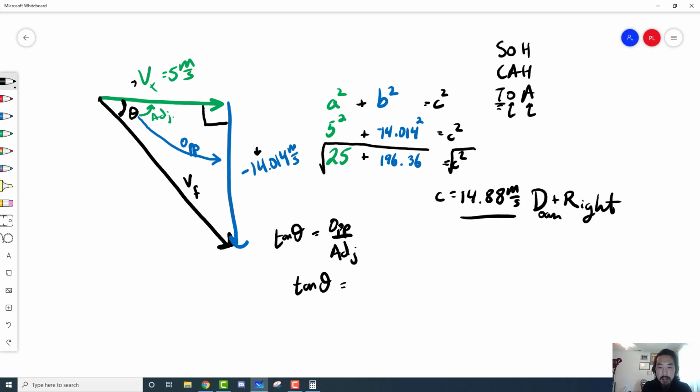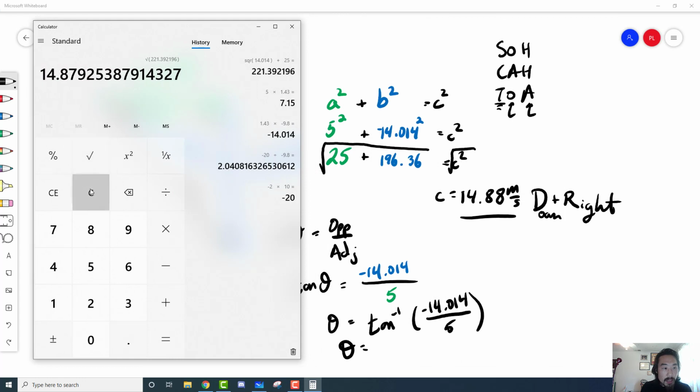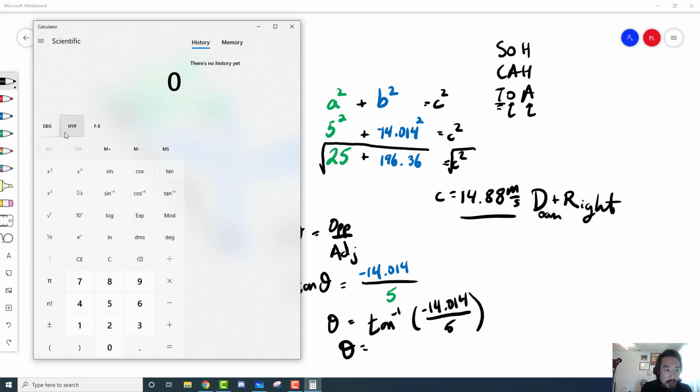So if I want to find theta, my opposite side is negative 14.014 divided by the adjacent side, which is 5. Okay, and if I take the inverse tangent of this, like so, that tells us the direction of this object, or the angle, and let's see if this calculator can do that. So a couple things that you need to know. You need to be in degree mode and not radian mode on your calculator. So I'm going to go into my scientific calculator. We are in degree mode right there, so we are good.